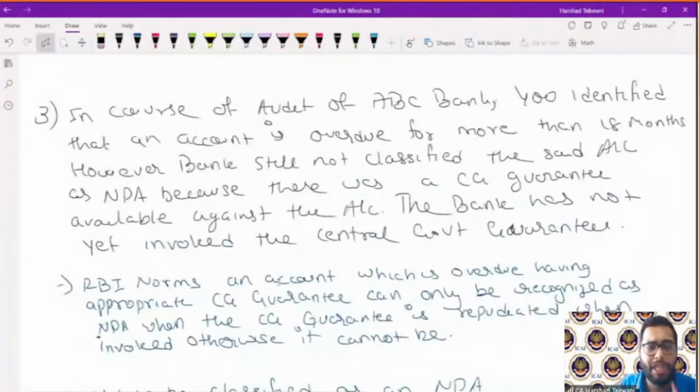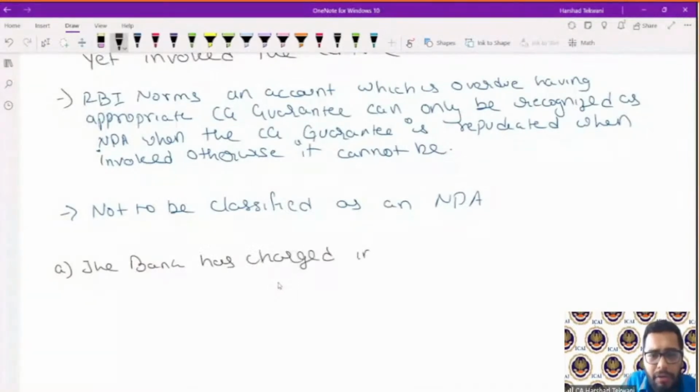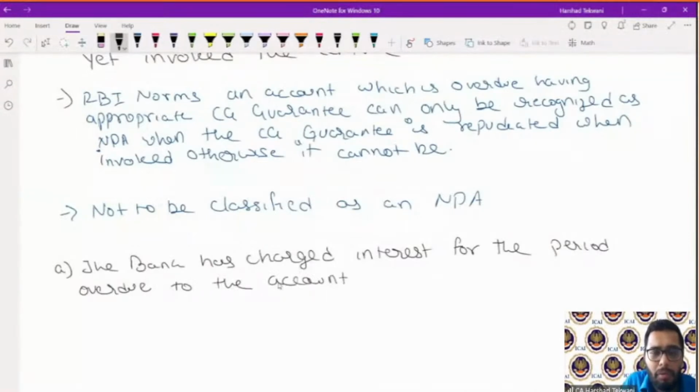Now, changing the question, I'm adding one line over here in the question. Let's say, on the same above scenario, the bank has charged interest for the period overdue to the account and has recognized interest income.